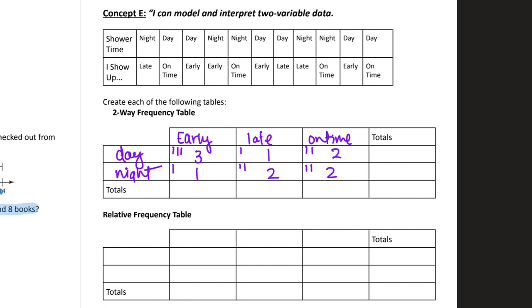So now we can do our total. So 3 plus 1 is 4. This is 3, 4. And then across, we have 6 here, 5 here, for a total of 11 individuals. We can just count 1, 2, 3, 4, 5, 6, 7, 8, 9, 10, 11.